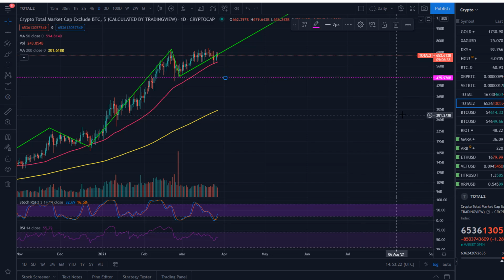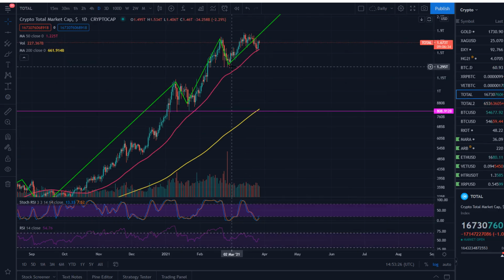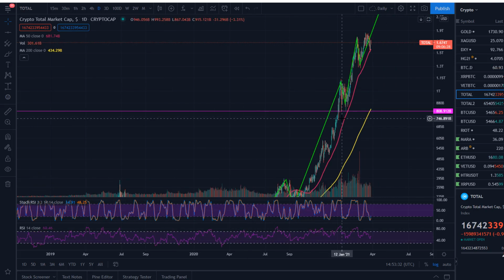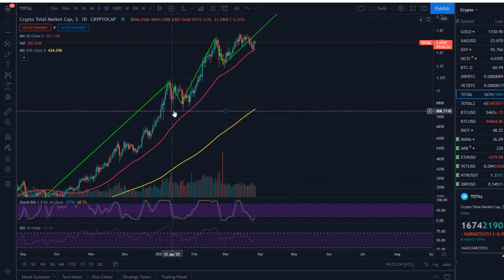Sorry, this is the total 2. This is the one. So when this chart double tests its all-time high, which it did already twice, sorry, I'm going to start that again.